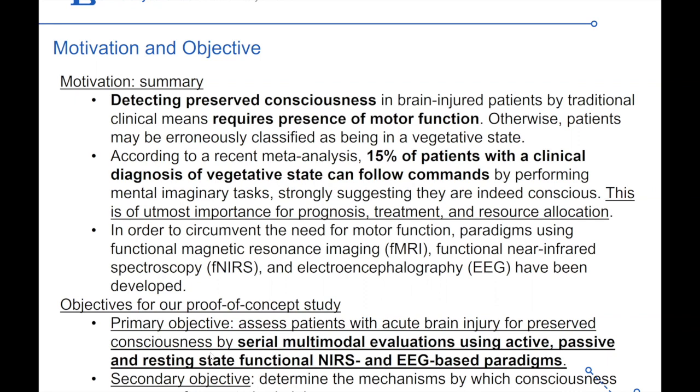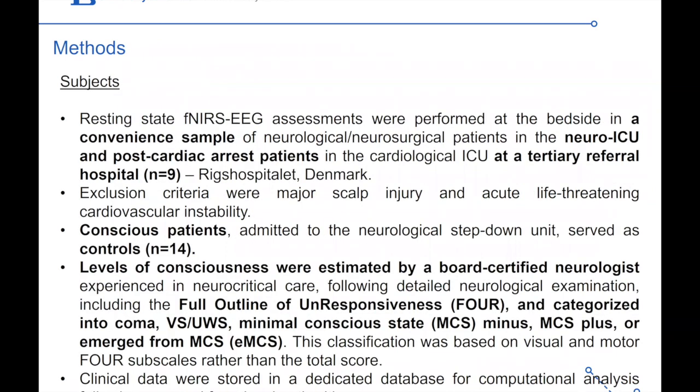So we are doing a serial multimodal evaluation to identify if we can find any biomarker of covert consciousness, as well as a prognostic biomarker for the recovery of these patients from the unresponsive state. The secondary objective is more scientific: to see if this neurovascular coupling is a marker of recovery of consciousness after acute brain injury. So these are the two main goals.